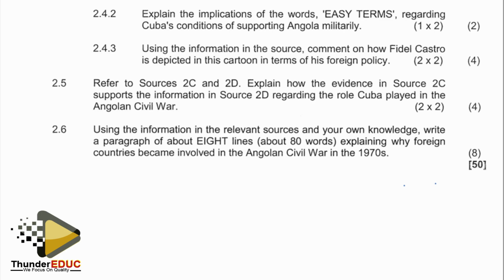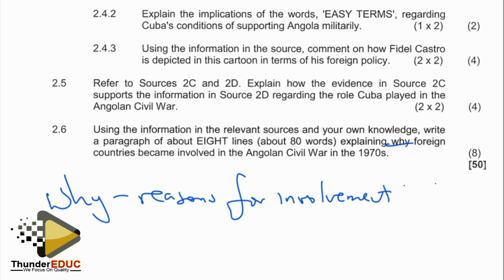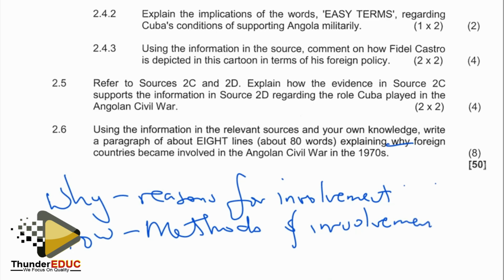This question is a little bit tricky because the questions will be either why foreign countries got involved, which means reasons for involvement of foreign countries in Angola, or how foreign countries. The paragraph questions for Angola usually come as why foreign countries were involved, like this one. Why means we need reasons for involvement. If it is the how question, we want to look at the methods of intervention, of involvement. Which methods were used?